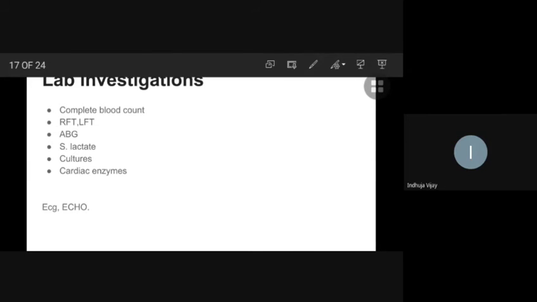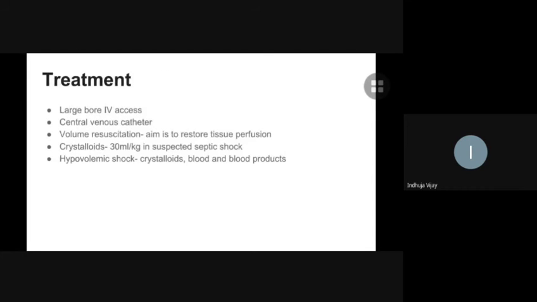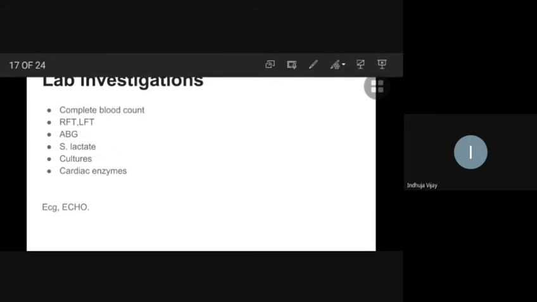Blood cultures and urine cultures to look for sepsis, and then cardiac enzymes like CK-MB and troponins for MI, and then an ECG and echo. In the ECG, if there's an ST elevation, it could probably be cardiogenic shock. In pulmonary embolism, on ECG you can see an S1Q3T3 pattern or sinus tachycardia.